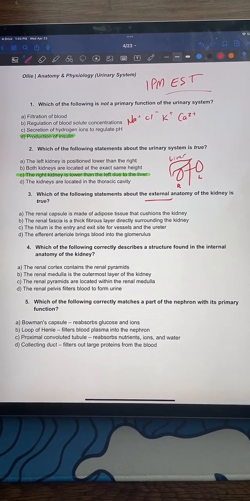Today, we're focusing on some more in-depth anatomy and physiology questions with a focus on the urinary system and the digestive system. We are on number 3 now. Which of the following statements about the external anatomy is true?